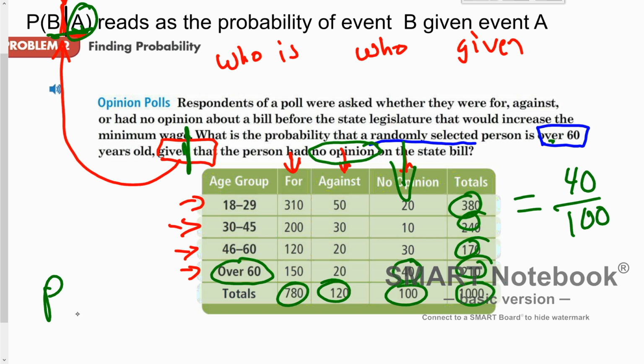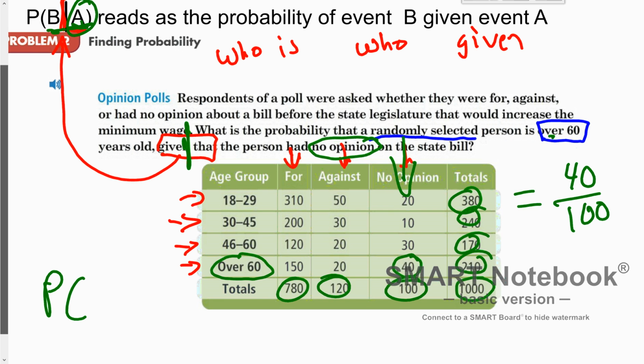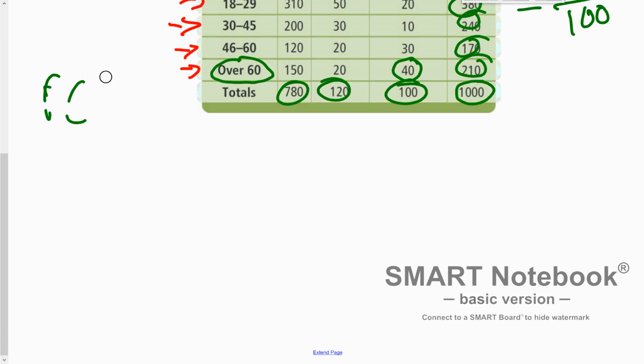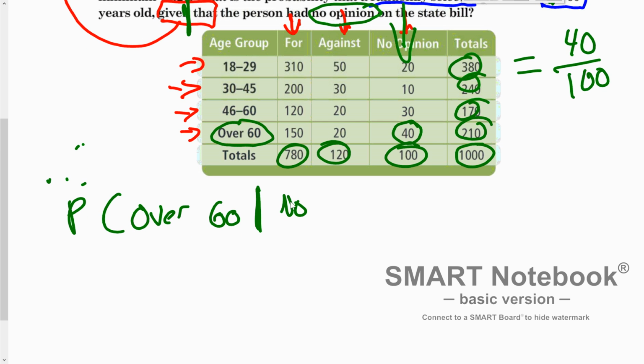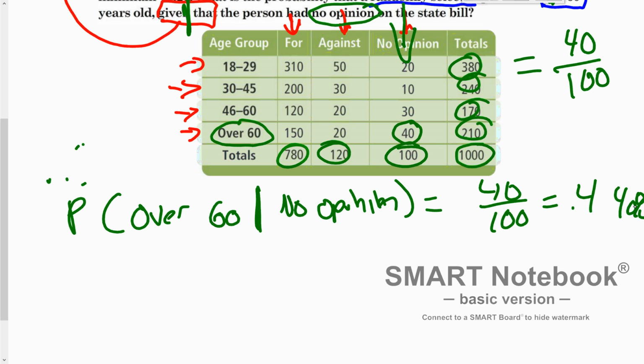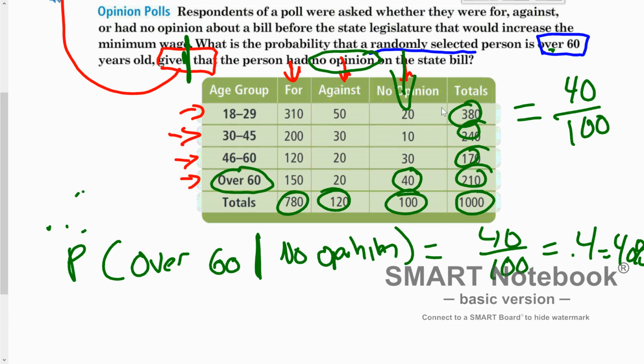That's our probability. How would I write it? Maybe move that down. It would be probability of over 60, given that we have no opinion. I believe that was correct. Yeah, no opinion. That would equal 40 over 100, or 0.4, or 40%. Okay, and that's how you do it. What follows given that is the condition. What's before that is what we're specifically looking for.